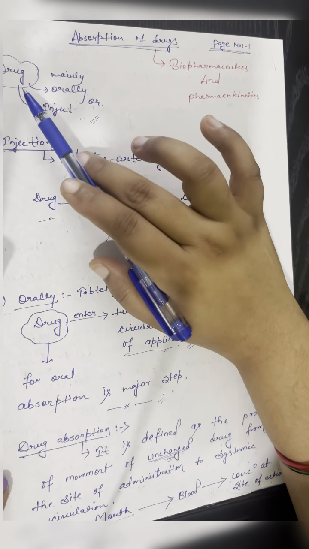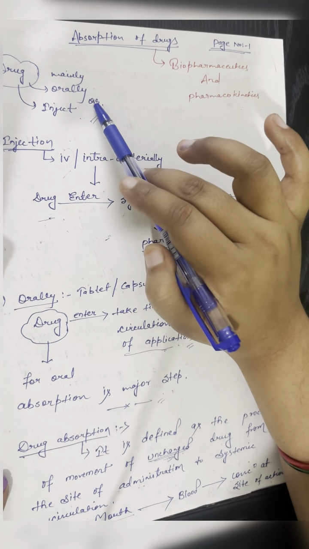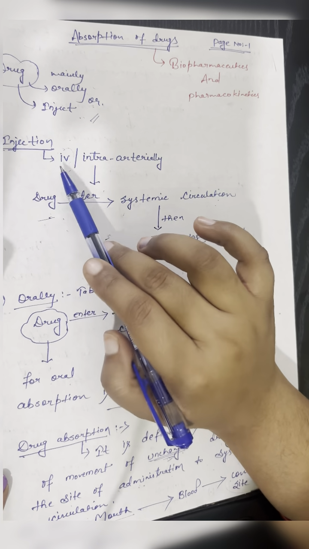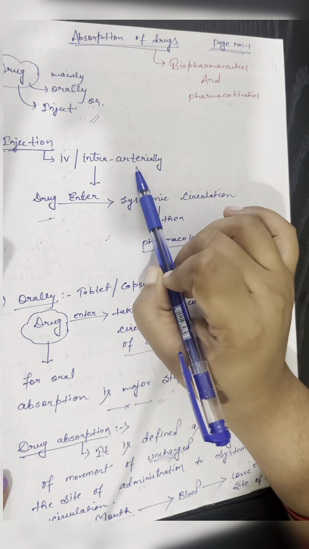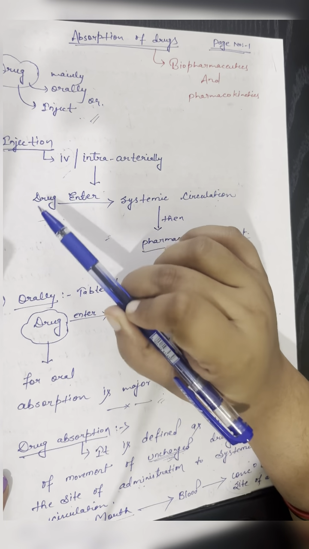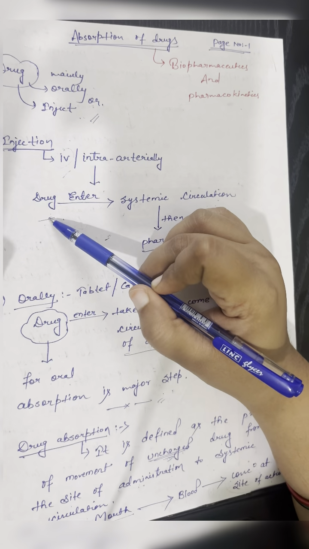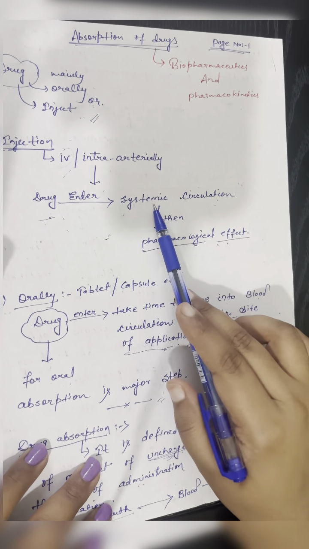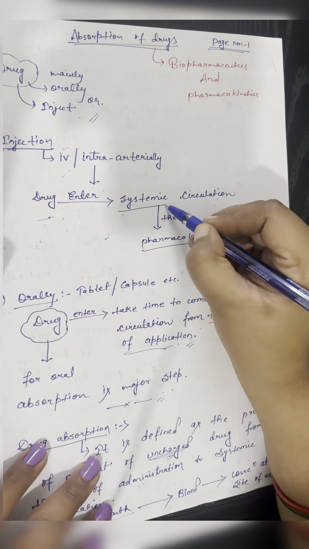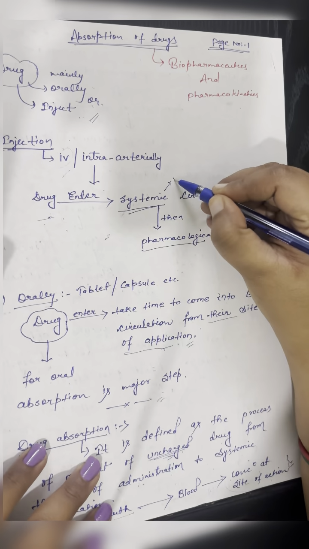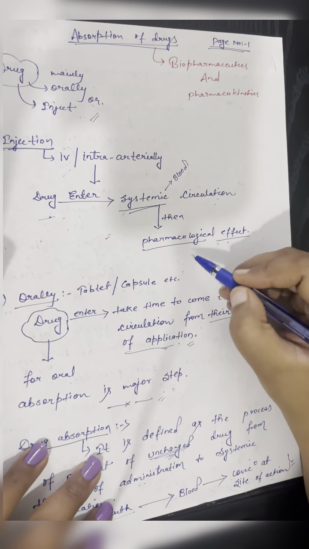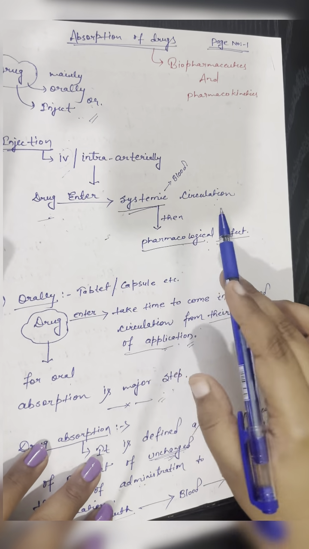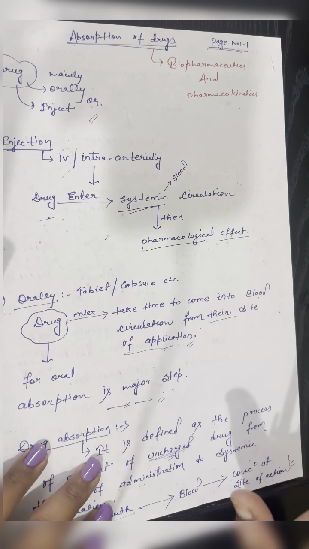Firstly, we talk about drug. Drug we mainly take orally or by injection. First, we discuss the injection. Injections, simply we can say IV, intra-arterial. In case of IV, we take the drug in the vein. The drug directly reaches the systemic circulation. Systemic circulation means our blood. Then it will give the pharmacological effect, the pharmacological response of our drug. Simply, we take the drug, it reaches the blood, then it gives the effect.